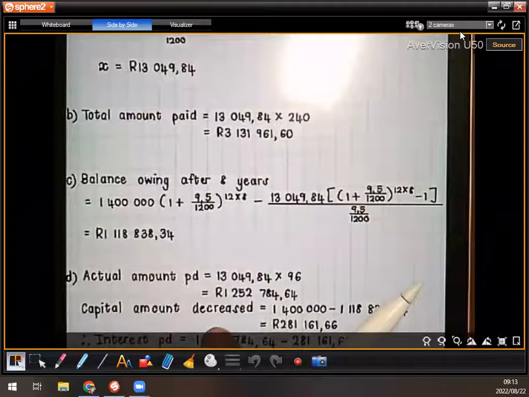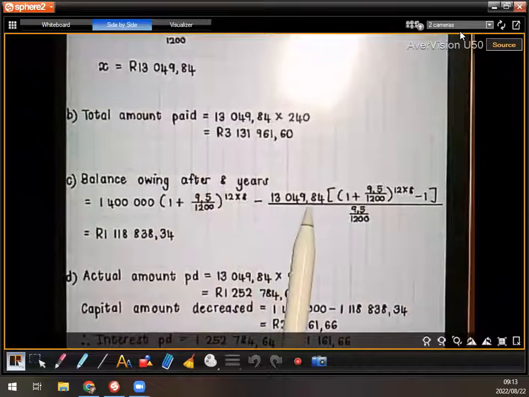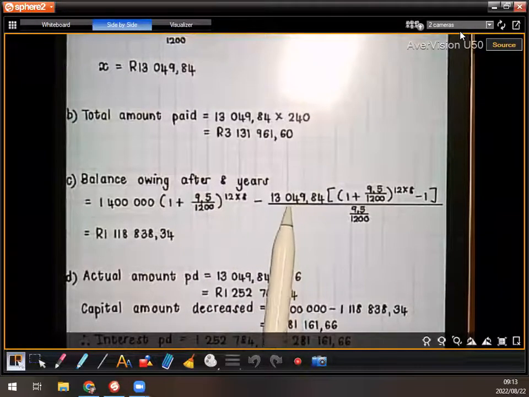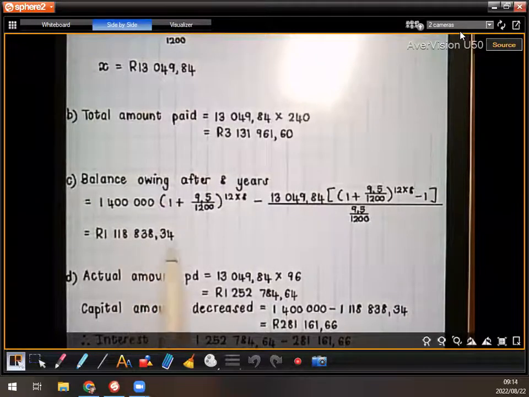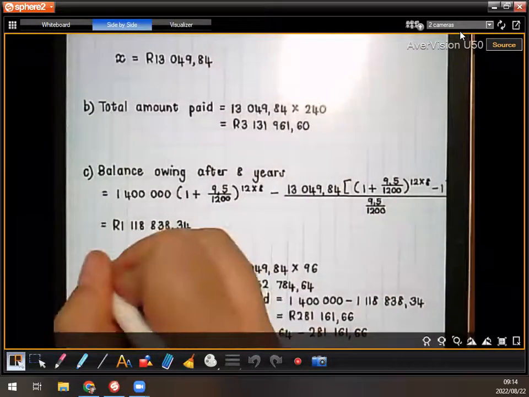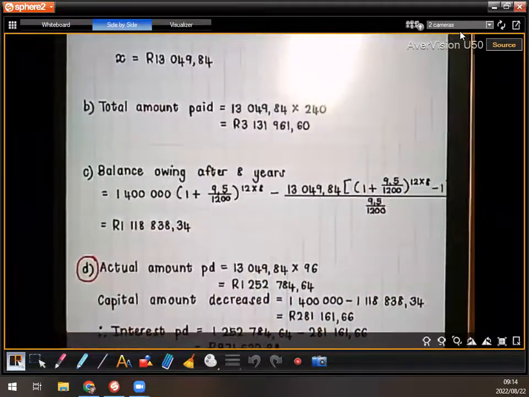So that's a bit upsetting, right? He borrowed 1.4 million. For 8 years now, he's been paying 13,000 rand every month. That's a lot of money. And he still owes 1.1 million after 8 years. So now in D, guys, this is the important thing here. This is the question that was classified as problem solving in the past. How much interest did he pay in the first 8 years?